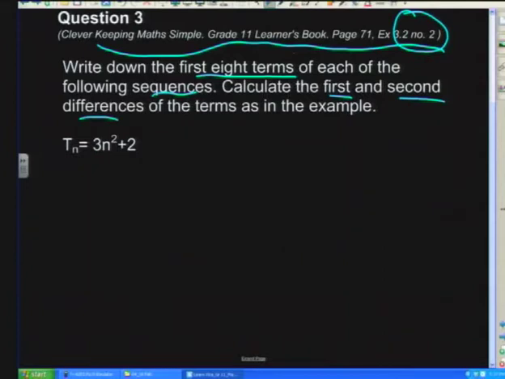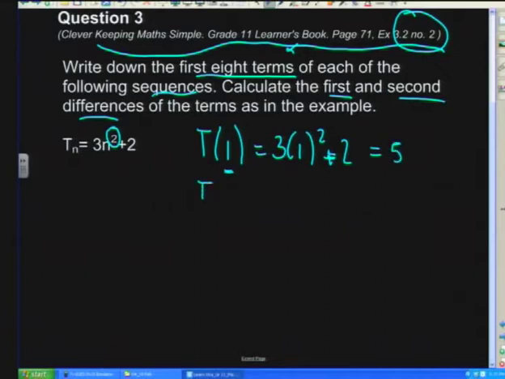Okay, so the first 8 terms, let's have a look at that first. We've got Tn equals 3n squared plus 2. So if I want term 1, just as before, I'm going to substitute 1 in place of n. Remember here, because we're dealing with an n squared, straight away we know that this is a quadratic sequence. We've got 3 times 1 squared plus 2, and that's going to give me 3 plus 2, which is 5.